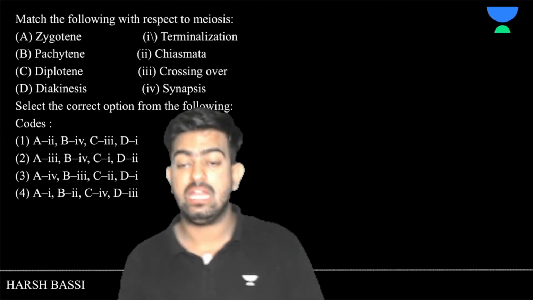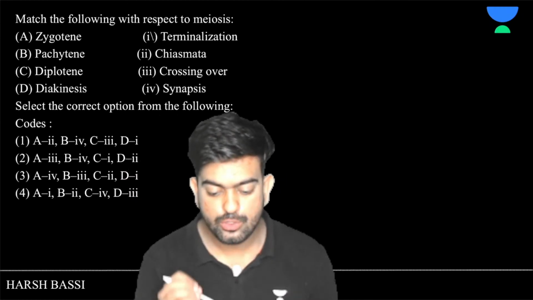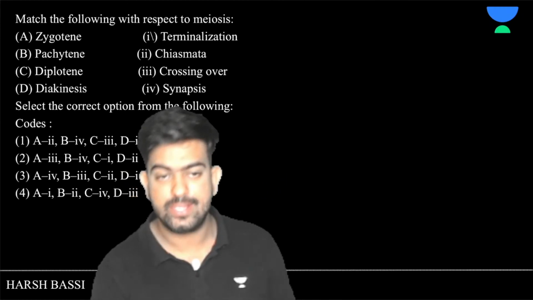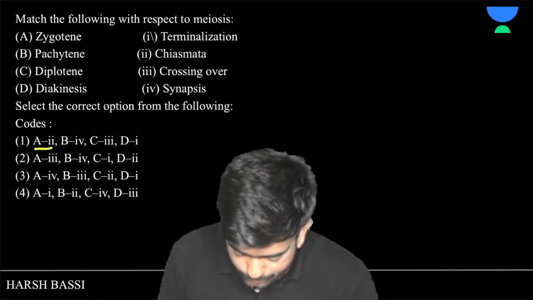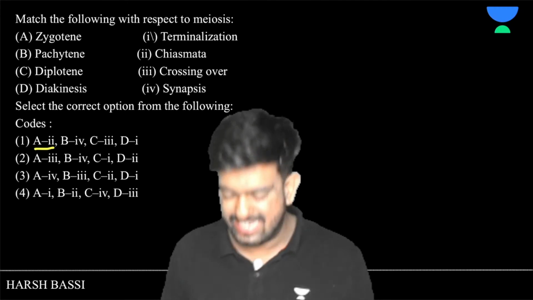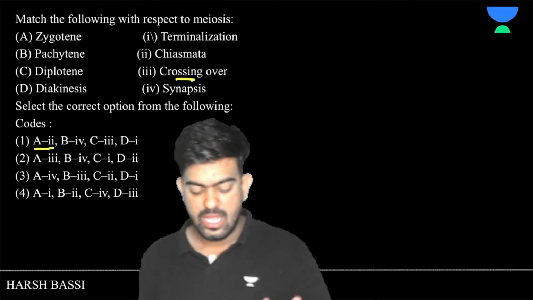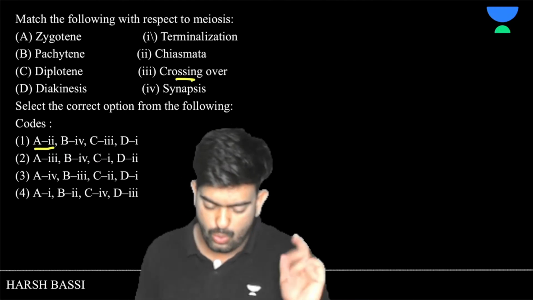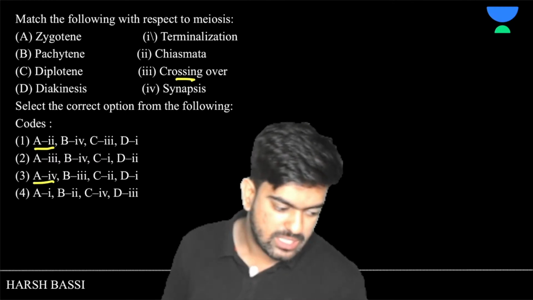Match the following. Again, I told you how to solve the match the following questions. Read the options. Option A1 says A2, zygotene, chiasmata formation. No, it's wrong. A3, crossing over: zygotene crossing over. No, it's wrong. A4, synapses.